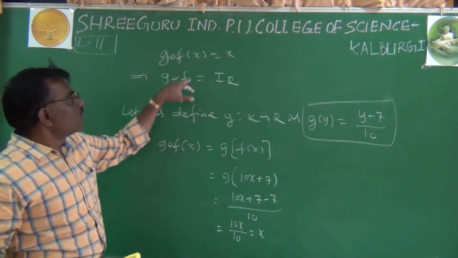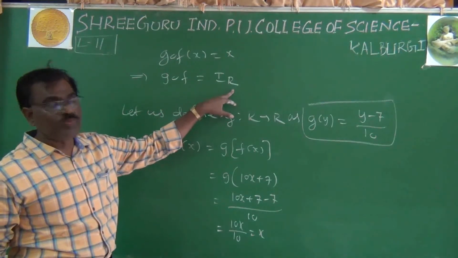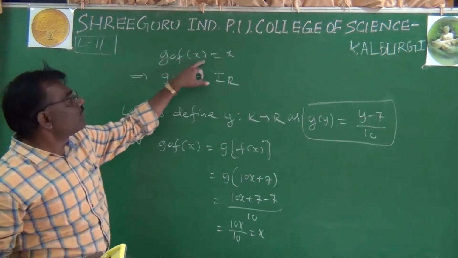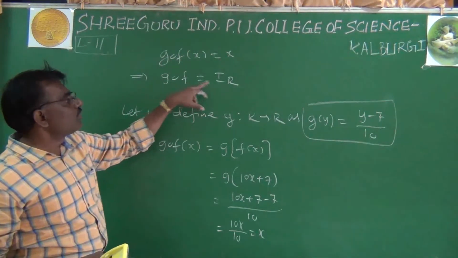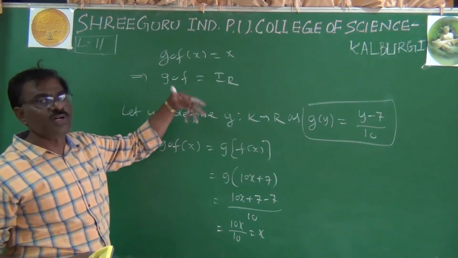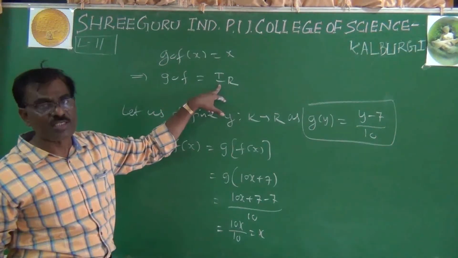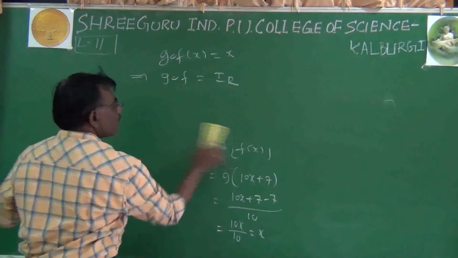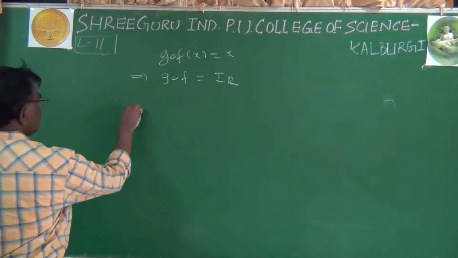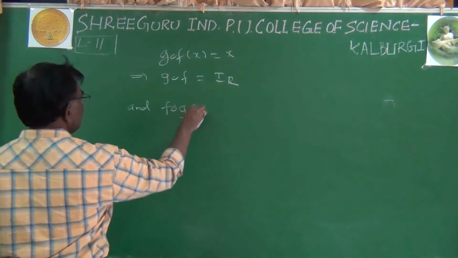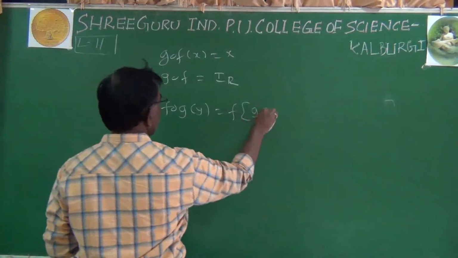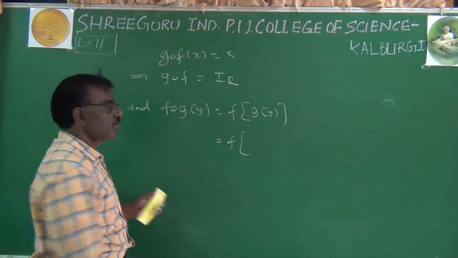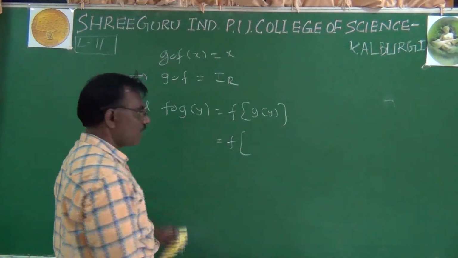When you remove x, you write I suffix R. When you remove I suffix R, you can write x. Be careful: g composition f of x is x is the same as g composition f equal to I_R. Then what is next? And f composition g of y, I am taking f of g of y. f of, what is g of y? g of y, so what is g of y?